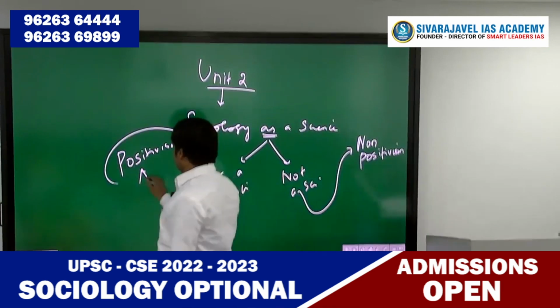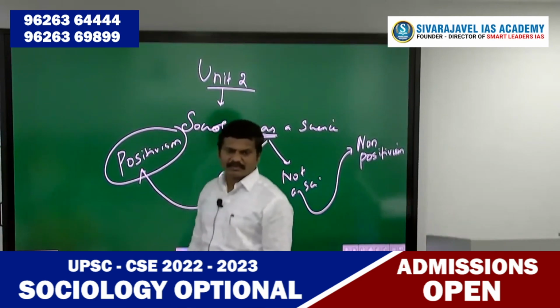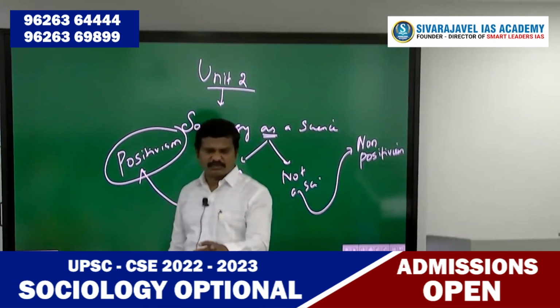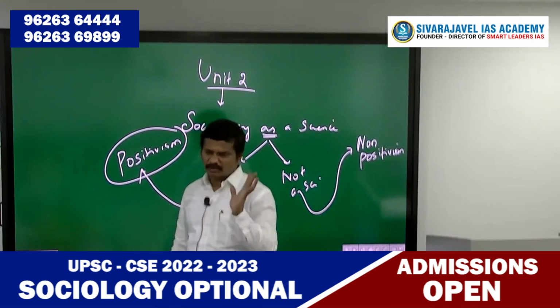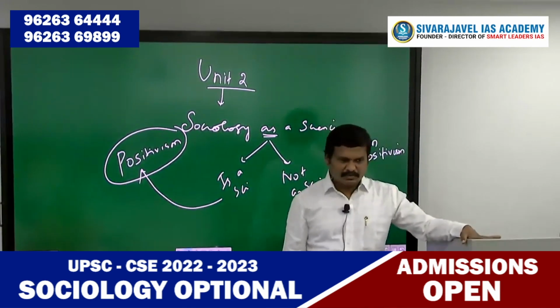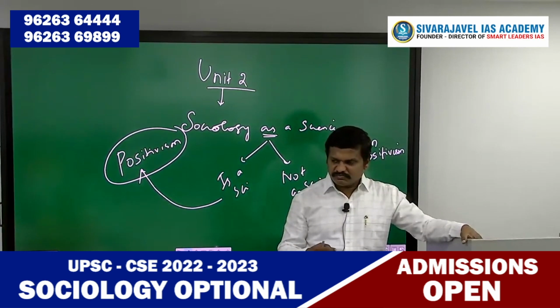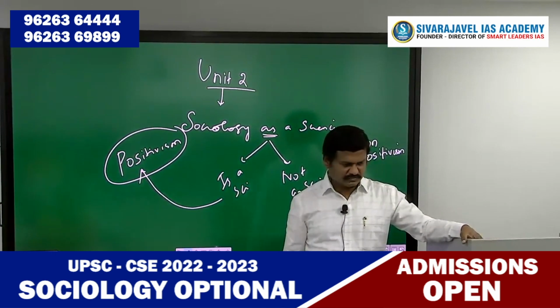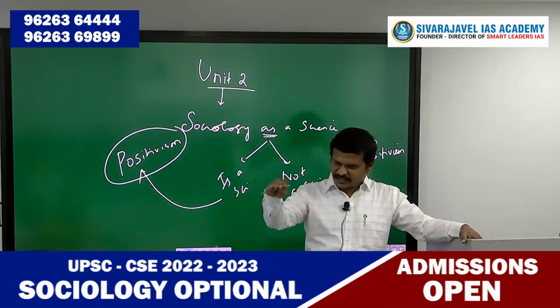Now tell me, Auguste Comte, who is the founding father of sociology, because he only gave the term sociology, therefore he should be called the founding father of sociology. Did Auguste Comte want sociology to become a science or not? You tell. Why? Because what was the first term which he used before sociology? Social physics. He wanted sociology to be a science.